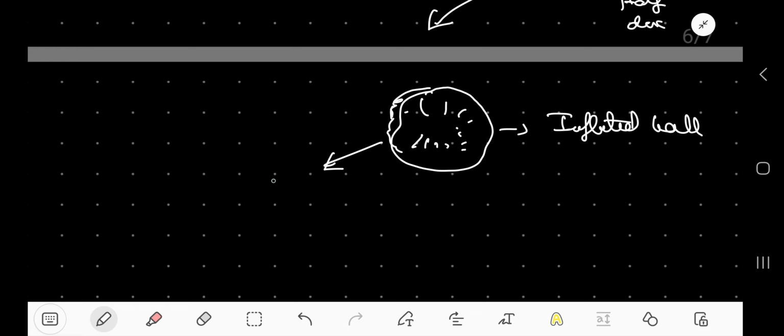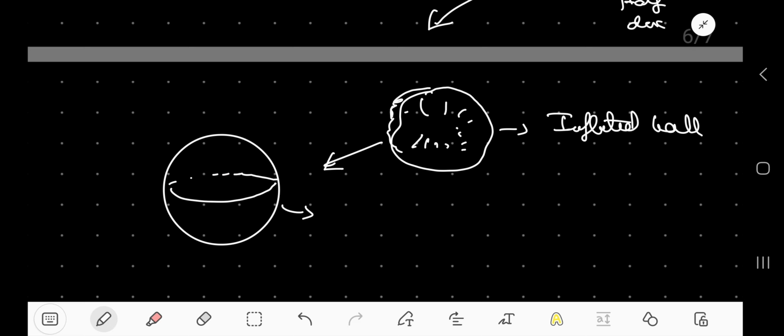So this can be identified as a sphere, and a sphere technically is S2. So it's the two-dimensional version of a circle. It's the boundary of B3. It's the boundary of a solid ball, right? It's the two-dimensional variant of a circle. So it's just a sphere.